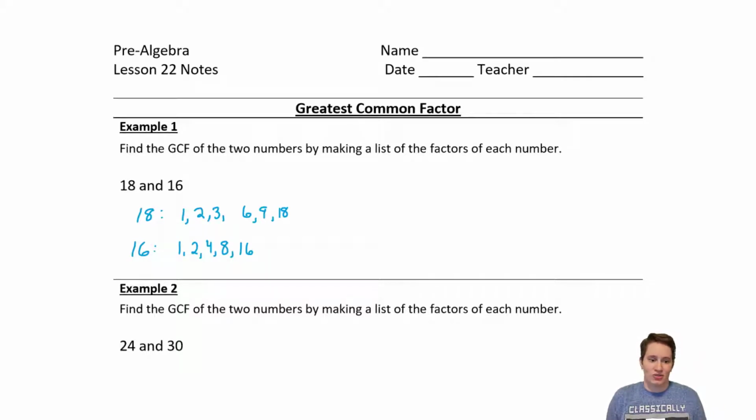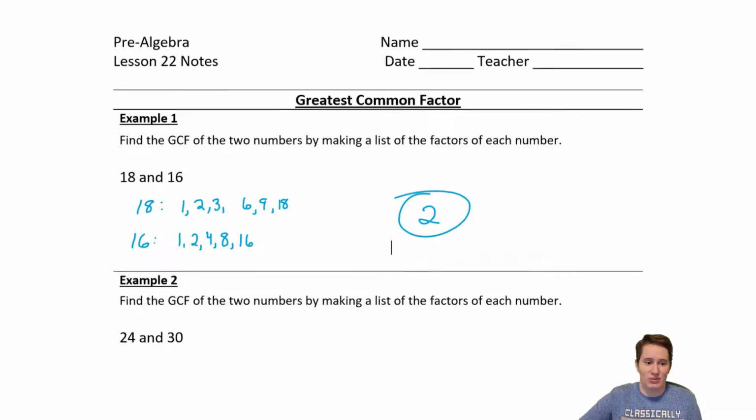So looking at these two lists, what's the biggest number that is in both lists? And that would be the number 2. So the largest number that we can put into 18 and 16 evenly, the largest whole number, is 2. So that's our answer. That's how we would do it with a list.